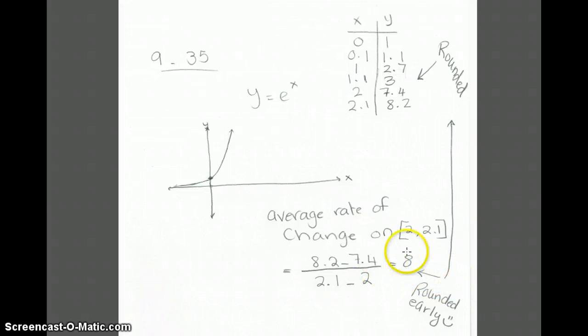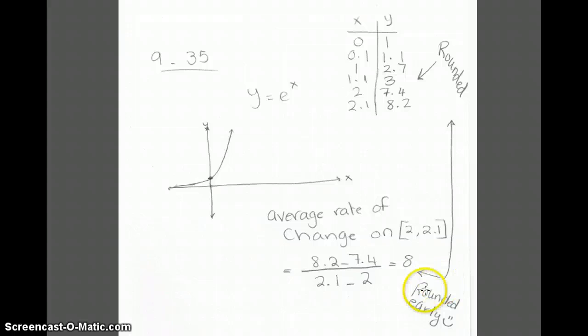So if you see in the packet that maybe they didn't round early, if you do from the interval 2 to 2.1, so I'll do 8.2 minus 7.4 over 2.1 minus 2, as I did in the previous problem. I'll get 8. In the packet it says 7.77, so maybe they didn't round as early as I did here, but it's fine. So on the other intervals, I want you to try it out yourselves.